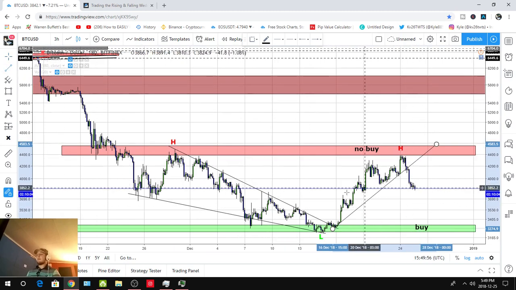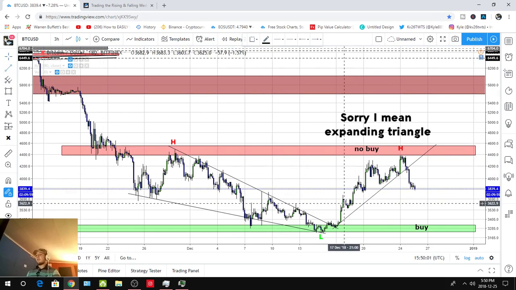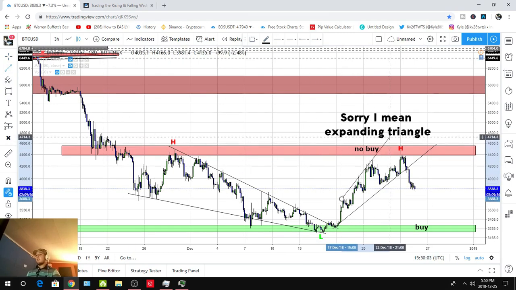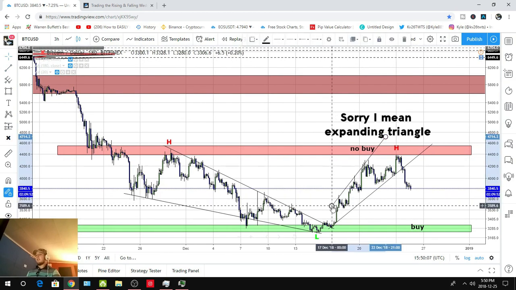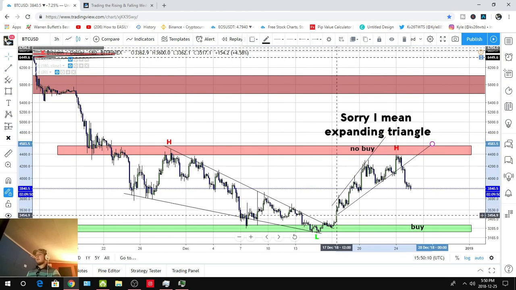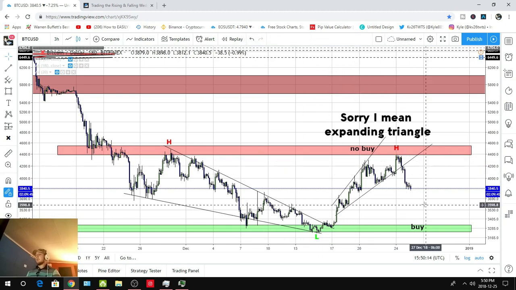You guys can see we're forming a rising wedge. I'll show you guys now. You guys can see right now, if I put my structure like that, correct? You can see we're forming a rising wedge, correct? It was a rising wedge and it broke out.